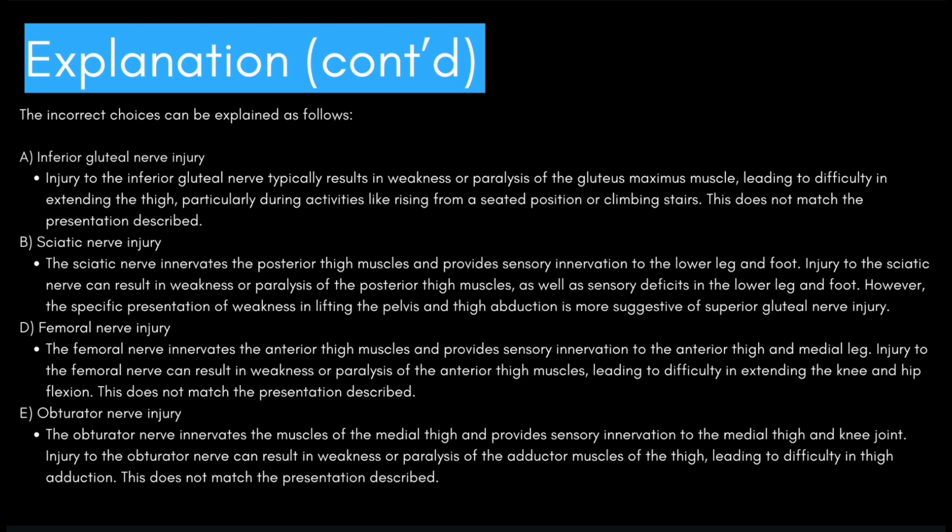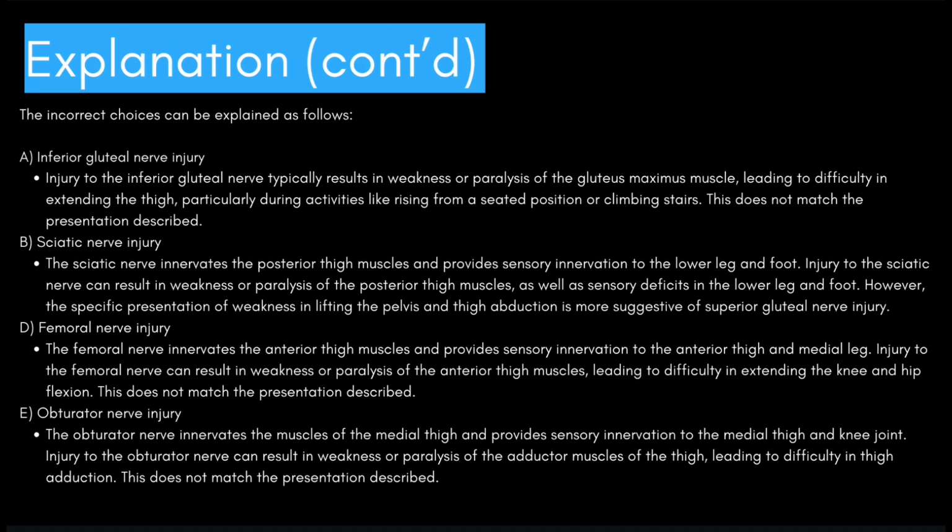Femoral nerve injury. The femoral nerve innervates the anterior thigh muscles and provides sensory innervation to the anterior thigh and medial leg. Injury to the femoral nerve can result in weakness or paralysis of the anterior thigh muscles, leading to difficulty in extending the knee and hip flexion. This does not match the presentation described.